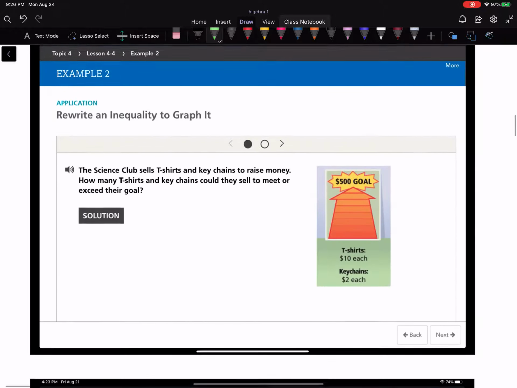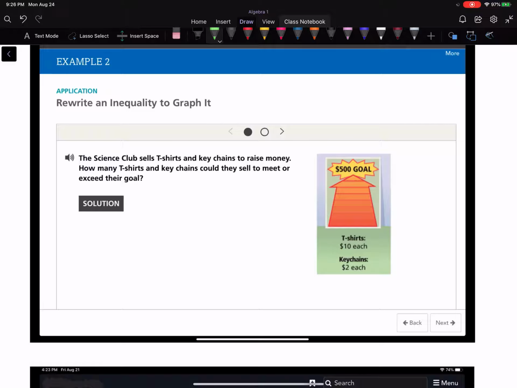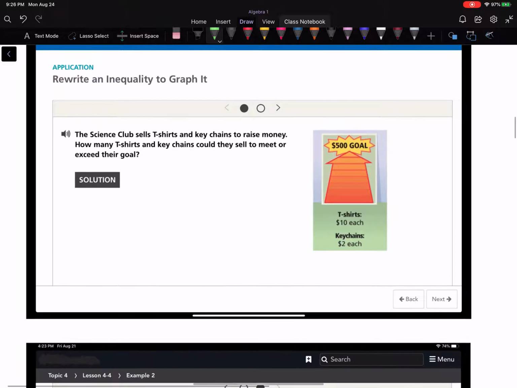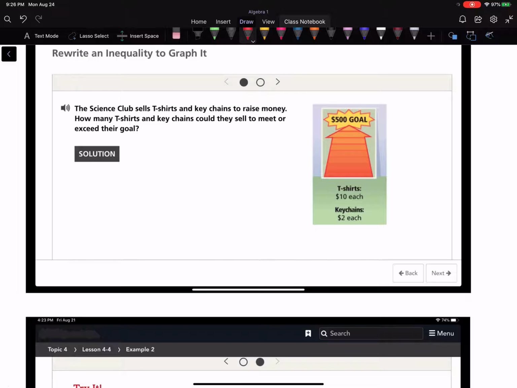Another example, example 2. We get to rewrite an inequality to graph it. So we have a goal here. It says the Science Club sells t-shirts and keychains to raise money. How many t-shirts and keychains must they sell to meet or exceed their goal? So first off, t-shirts and keychains. I'm going to let the t-shirts be my X and the keychains be my Y. And you can see the goal up here at the top is at least $500.